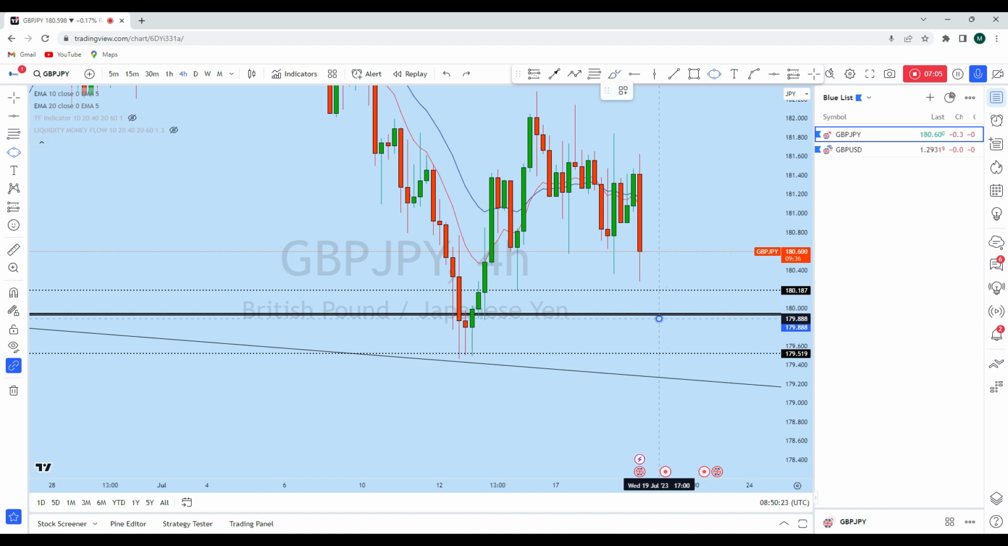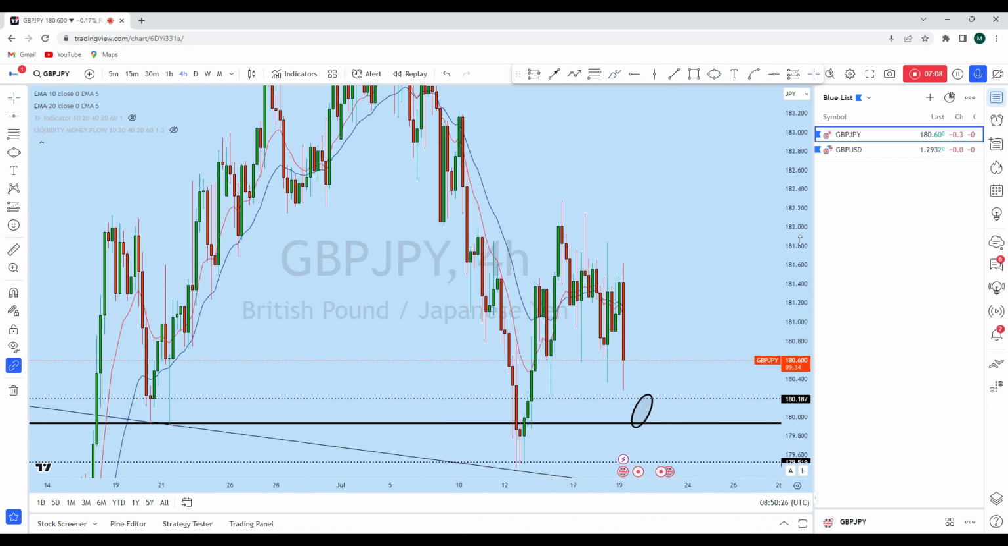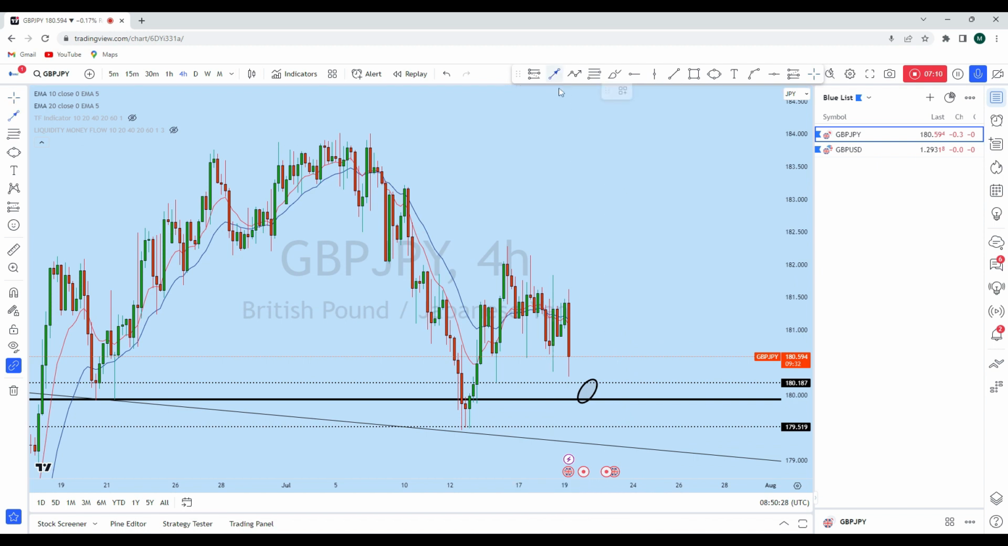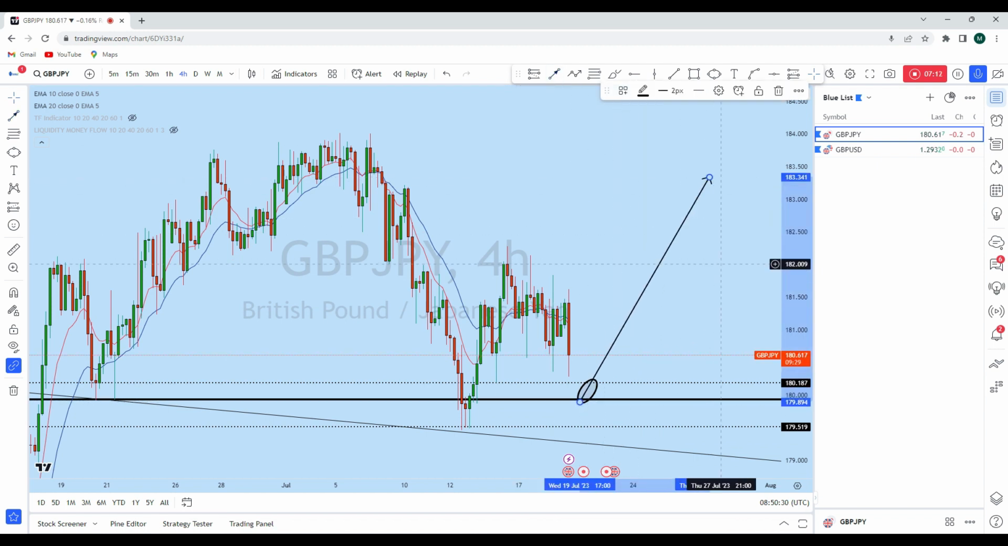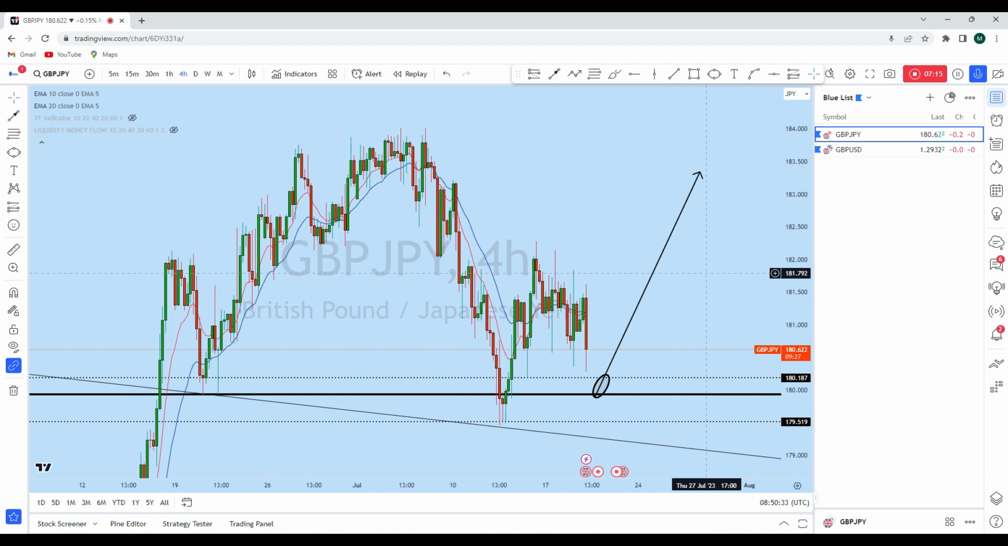If we see GBPJPY giving us a suitable entry for this potential bullish move, we will consider going long with a high probability trade setup with our students.